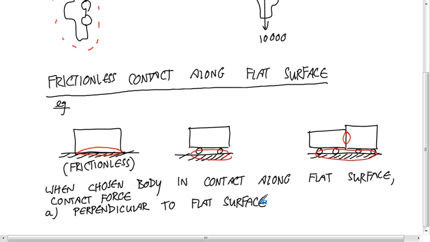Okay, so half of you are saying up and half of you are saying down, and that's right. So we need one more bit of information. Otherwise, it's not determined yet. And so that second bit of information is that it has to point toward the chosen body, away from the contacting body.